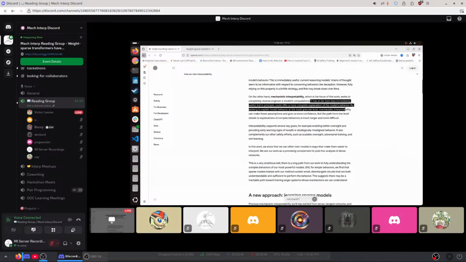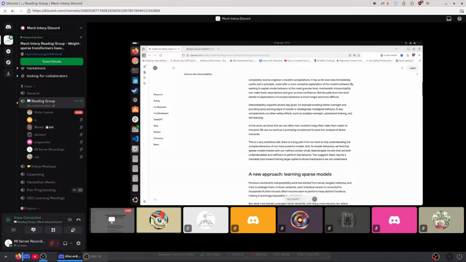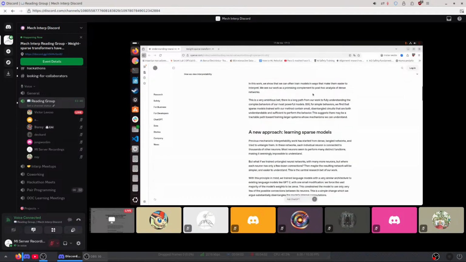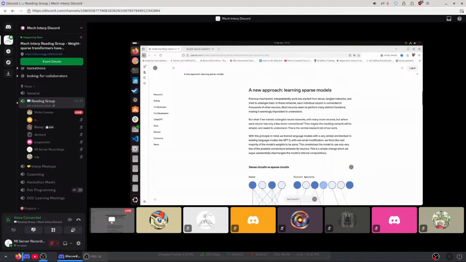Apart from low-level details, explanations for computers are no longer difficult. Okay, so yeah, this is about training models that are more interpretable. And yeah, I have thoughts about that, but I think I should actually get to what they are actually doing first. Okay. Previous mechanistic interpretability work has studied neurons.